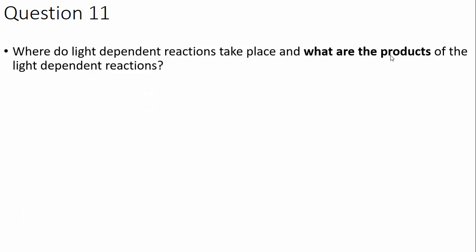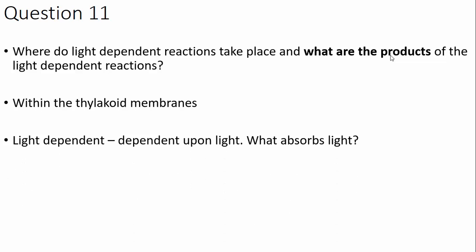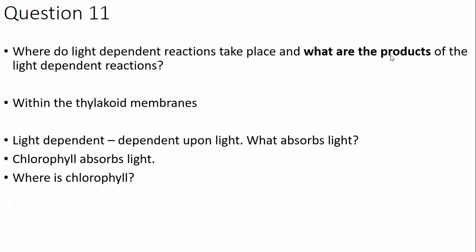Number 11, where do light-dependent reactions take place, and what are the products of the light-dependent reactions? Okay, so they take place within the thylakoid membranes. That's where the light-dependent reactions take place. Light-dependent is dependent upon light. Well, you have to ask yourself, what absorbs light? Chlorophyll absorbs light. Well, where's the chlorophyll? That's inside the thylakoid membrane.